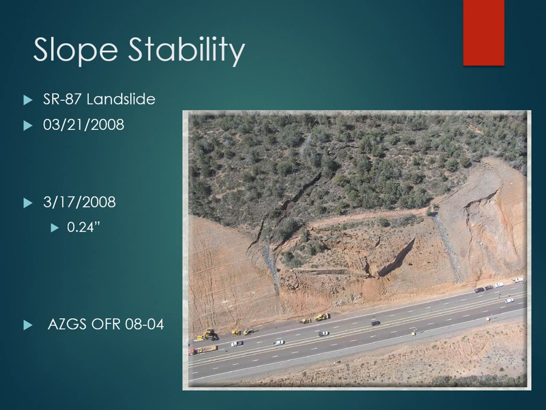So examples of where water's played into these landslides and some of the slope stability issues. If you remember, this is the SR87 landslide we looked at earlier, and you can see the outline of the slope and the slump, and you can see the headscarp pretty nicely. And this is a really big feature.